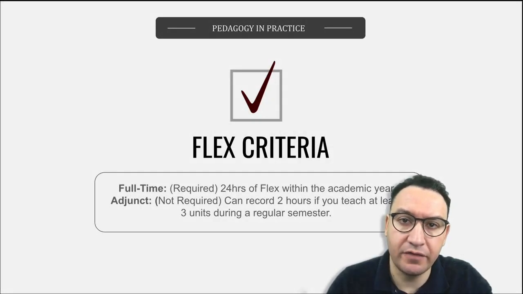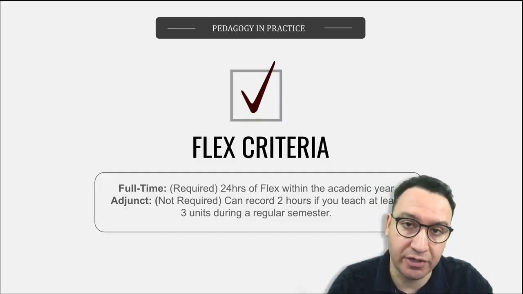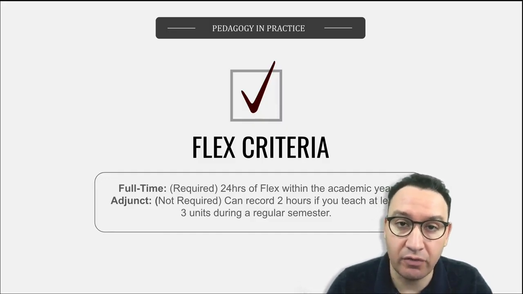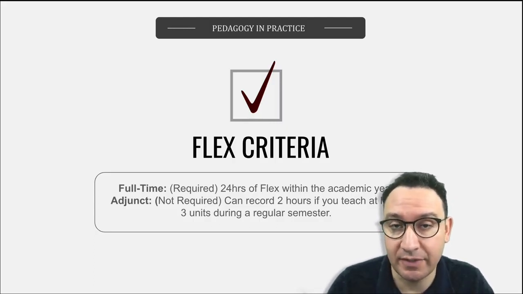Okay, the first thing we are going to cover has to do with flex criteria. And there's a couple of things that you need to consider. First, if you're a full-time, it is required that you complete 24 hours of flex activity within the academic year. If you're an adjunct, however, it's a little different. It's not required, and you can actually record up to 2 hours of flex activity as long as within a given semester you teach at least 3 units worth.